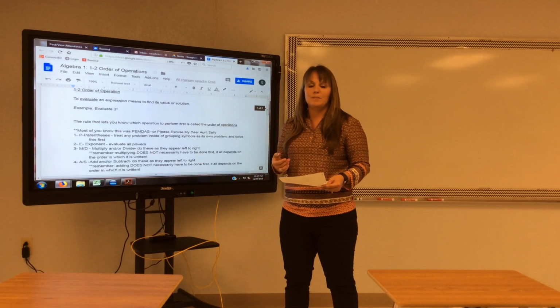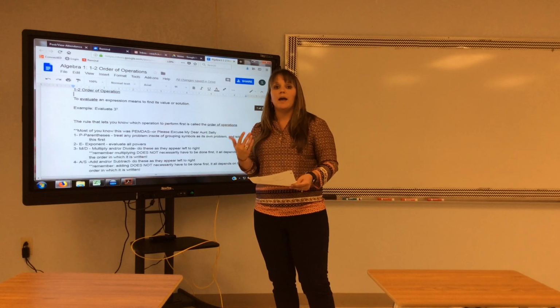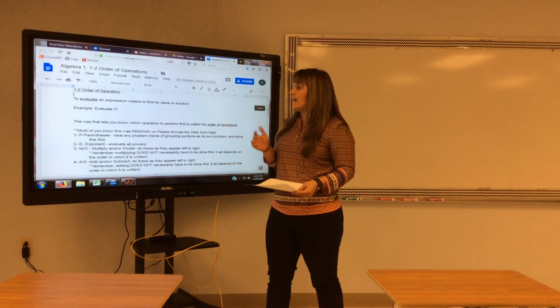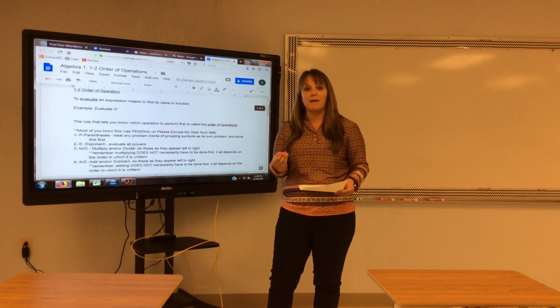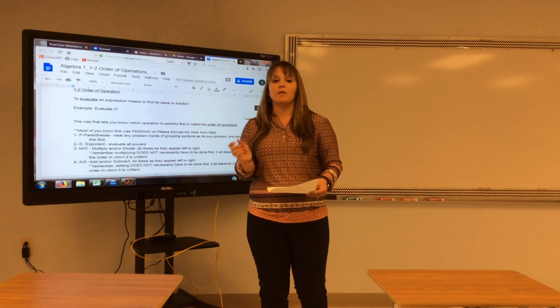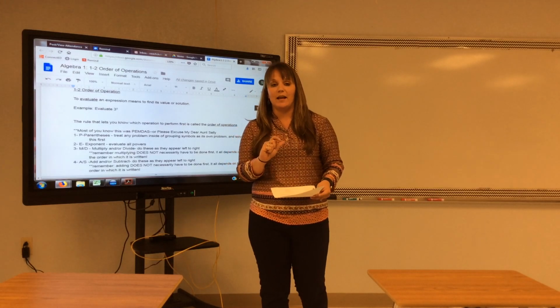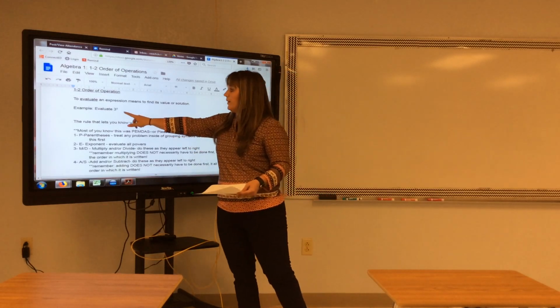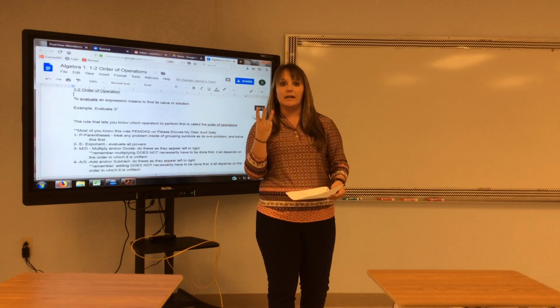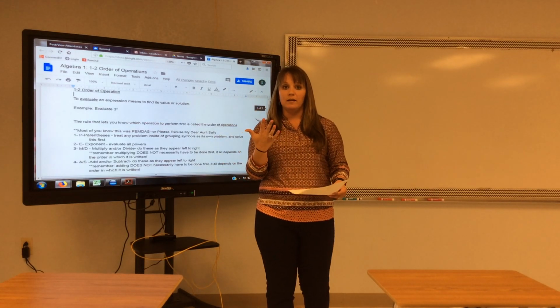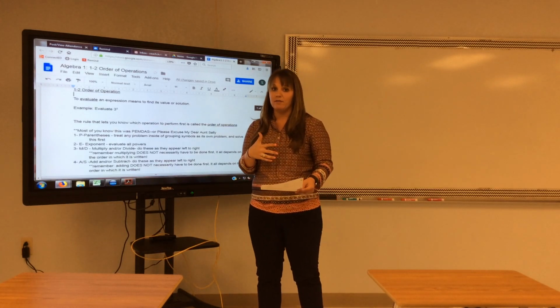The E in PEMDAS stands for exponent, and exponents, remember, is to multiply a number times itself, that base number times itself, the number of times that it shows up inside of that exponent. So for example, this 3 to the 5th power would be 3 times 3 times 3 times 3 times 3, not just 3 times 5.